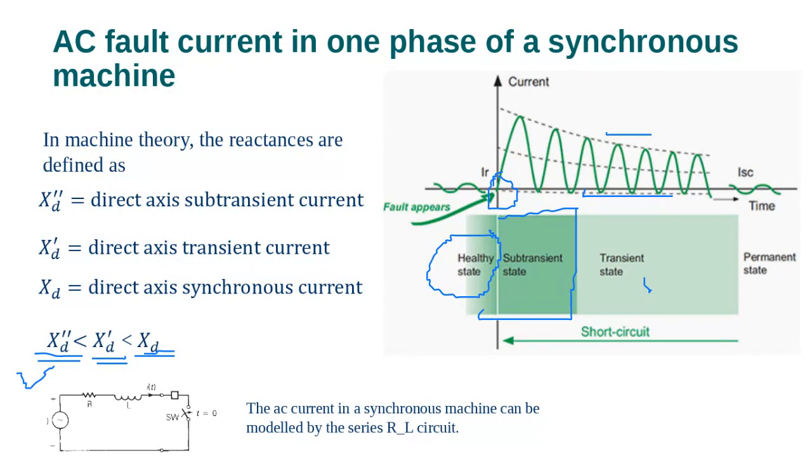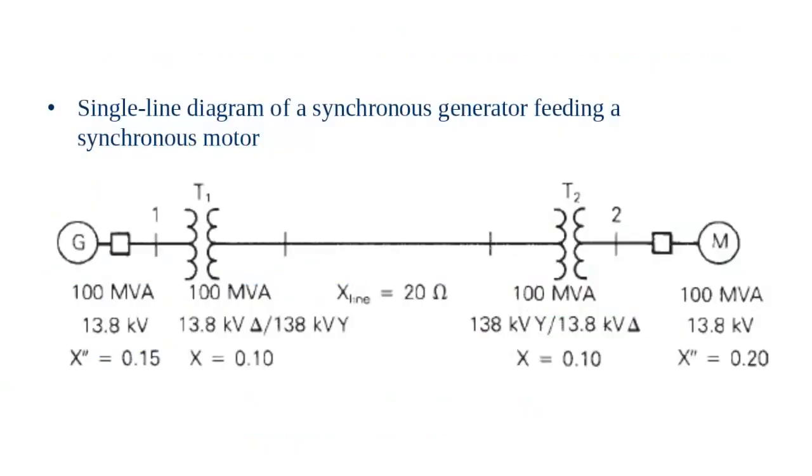Or to the transient reactance. So why do we take the subtransient reactance? Because the current will be high. Why will the current be high? Because X double prime, the subtransient reactance, is small. Therefore, the current is high. So this is the worst, and that's what we calculate.